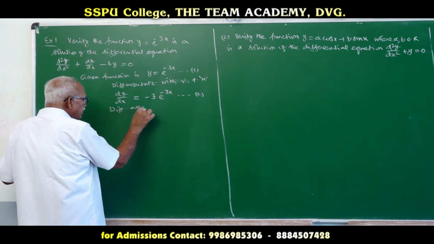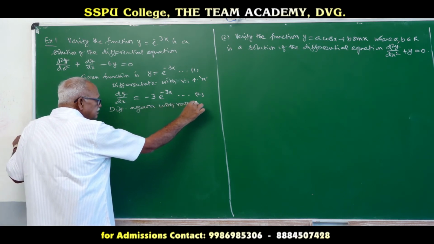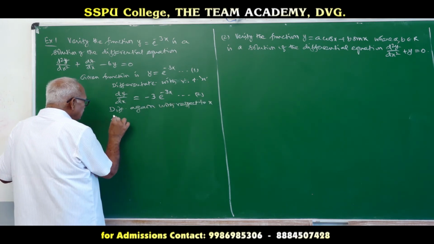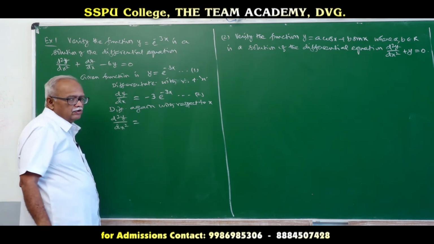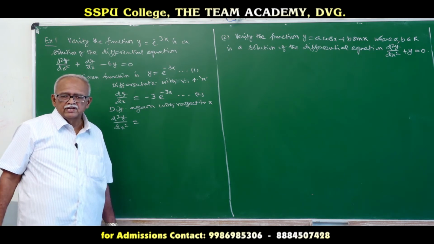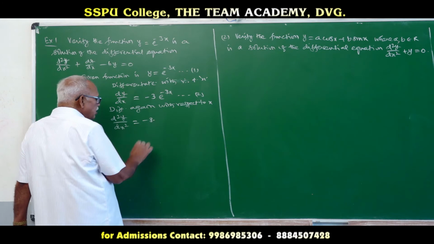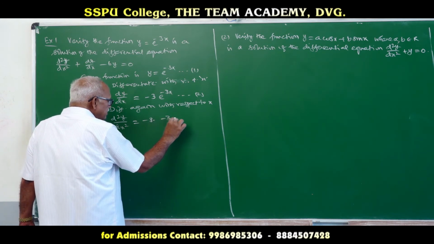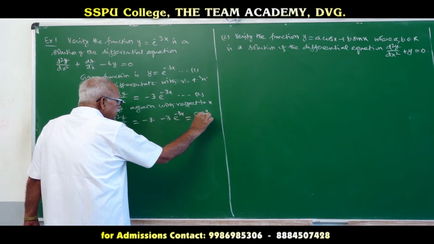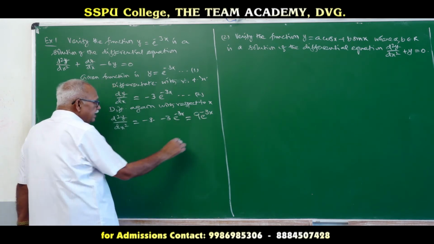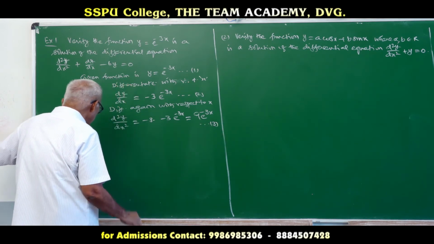Differentiating again with respect to x. Dy by dx, if we differentiate, we get d square y by dx square, and minus 3 is a constant. Again, if we differentiate minus 3 e power minus 3x, that is 9 into e power minus 3x. So, this is the third equation.